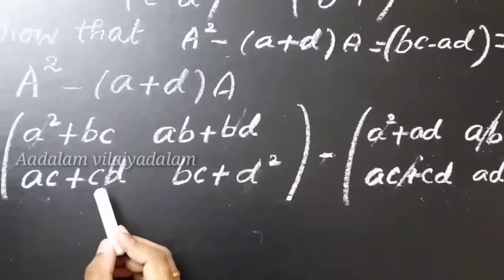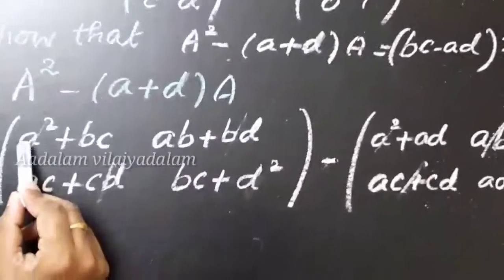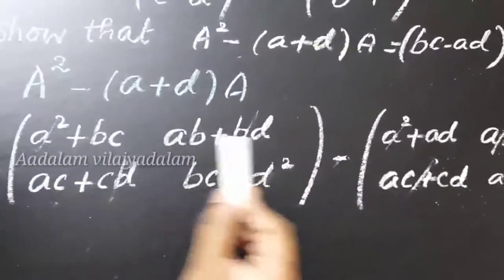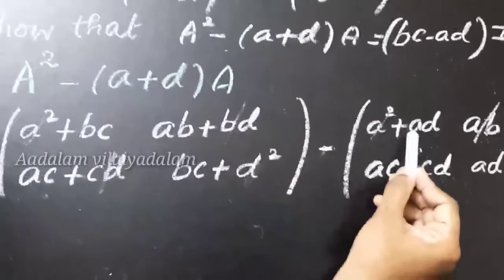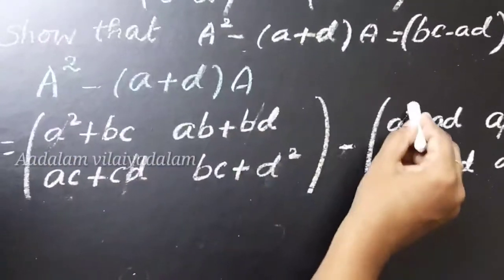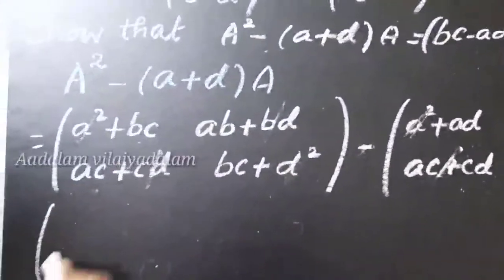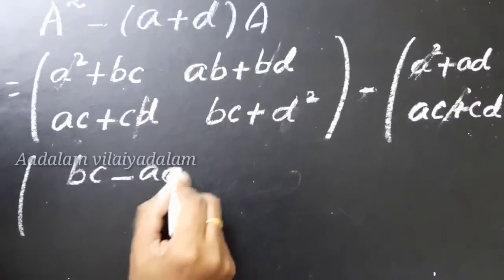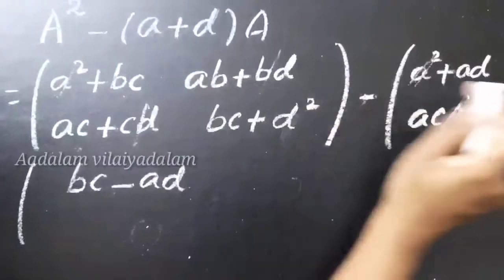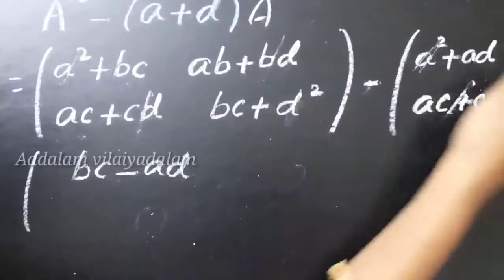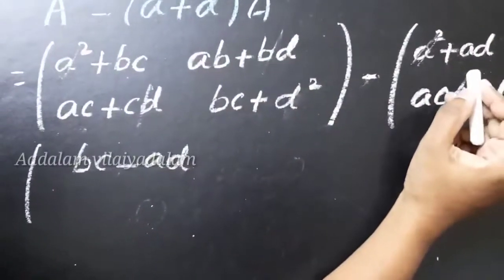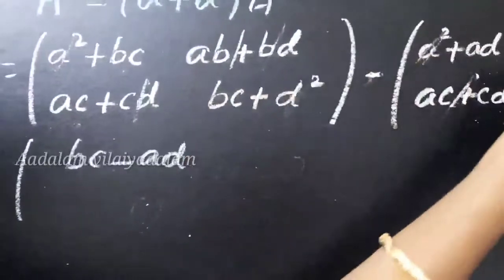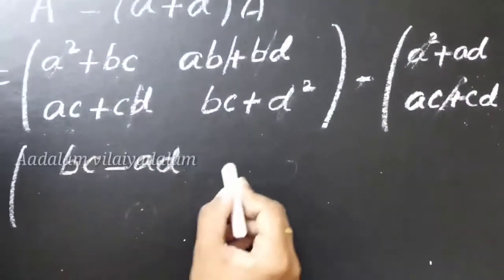So we should subtract the elements. The first one, A square plus BC minus (A square plus AD). So plus A square minus A square cancel. So the remaining element is BC minus AD. Here AB plus BD. Here also AB plus BD. So cancel. Plus AB minus AB cancel. Plus BD minus BD cancel. So the answer is 0.